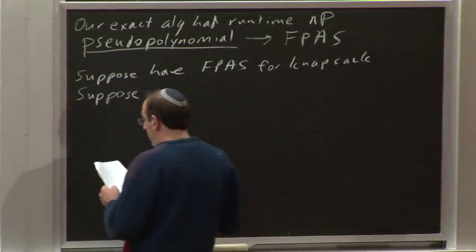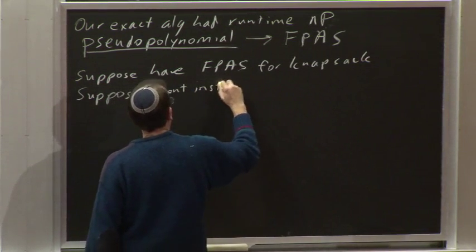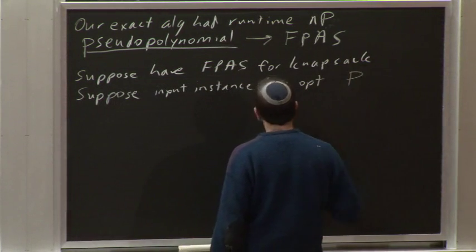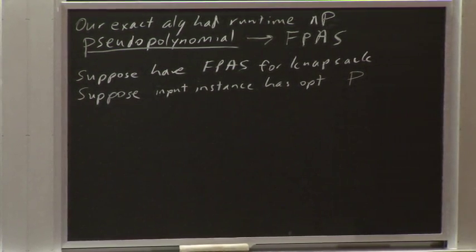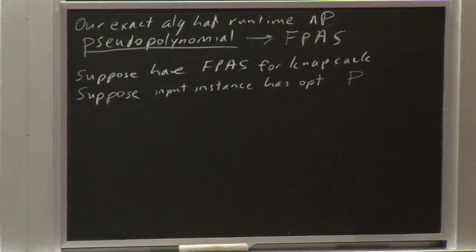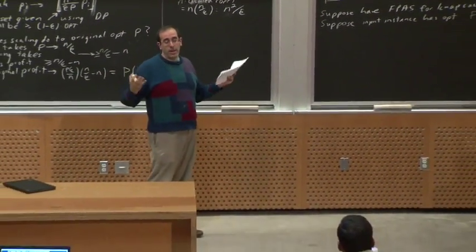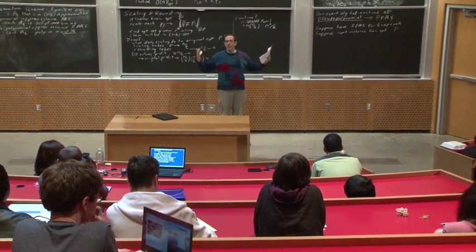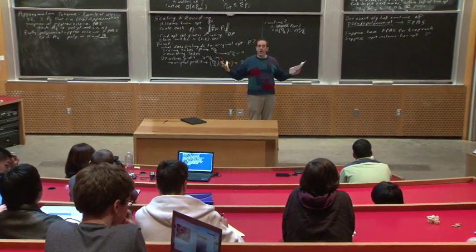Suppose that the input instance has optimum p, as we've been discussing. How can I use my fully polynomial approximation scheme to find an exact solution to this problem? Well, the only thing I get to control in my fully polynomial approximation scheme is epsilon. So I have this black box. I get to give it a problem, and I get to tell it epsilon. So what epsilon would be a useful one to tell this black box?